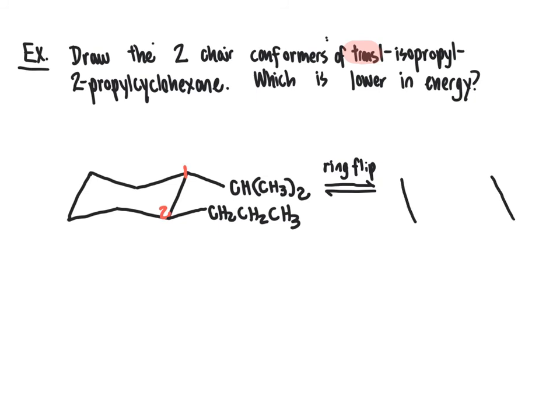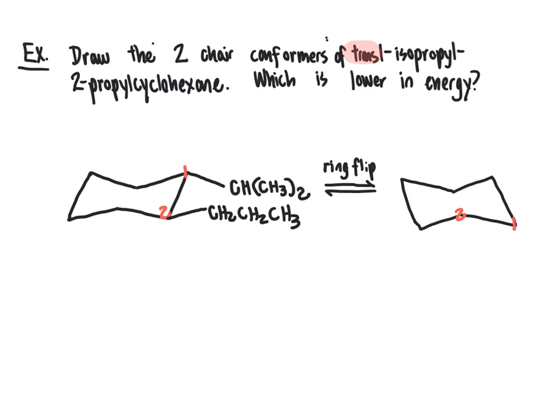And by the way, it doesn't matter which of these two you drew first and second. I could have put this one that I'm drawing now on the left and the other one on the right. It doesn't matter. What does matter is where the groups are and that they are trans to one another, and we can pick out which one is lower in energy. Okay, so by convention, I'm going to put position number 1 right here, number clockwise around the ring. At position number 1, we placed our isopropyl group, so I'm going to go ahead and do that again.